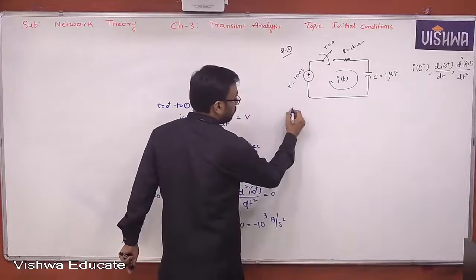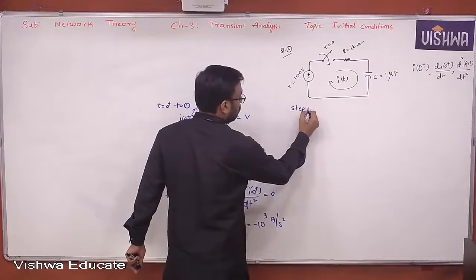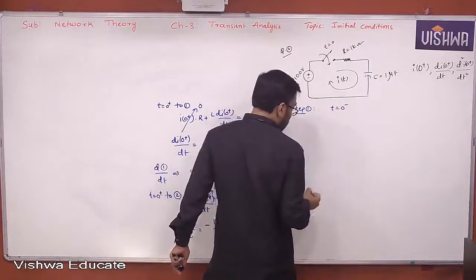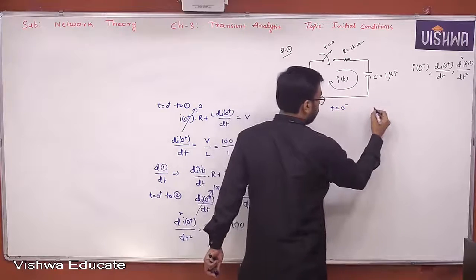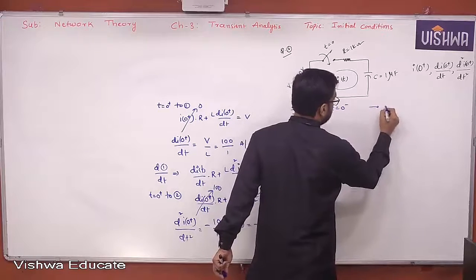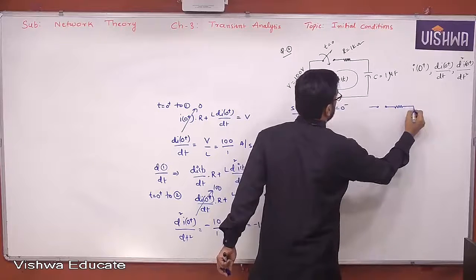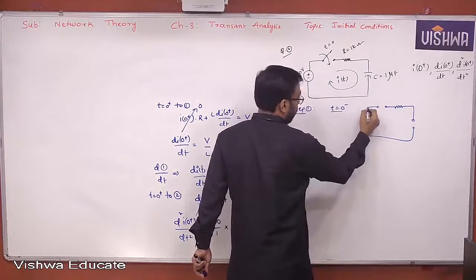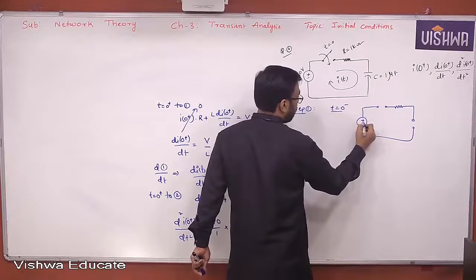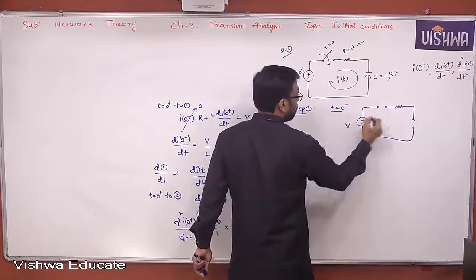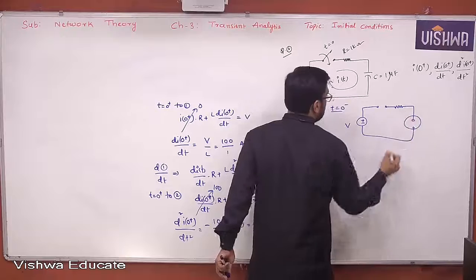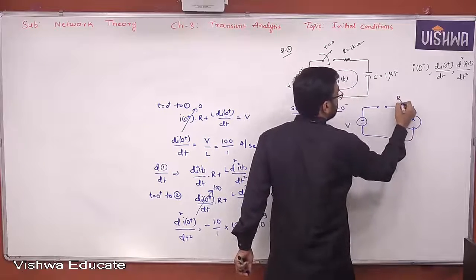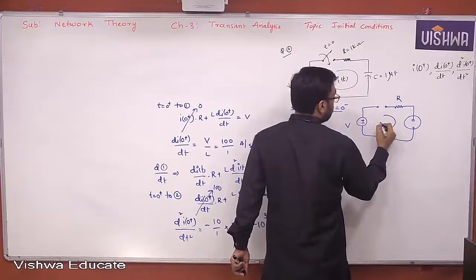Step 1. What is step 1? Again construct the T equal to 0 minus equivalent. How does it look like? Resistor remains resistor. Capacitor becomes open. At T equal to 0 minus and T equal to minus infinity, both are the same, right? We already discussed that. This is also acting like an open circuit, but physically the capacitor is available.